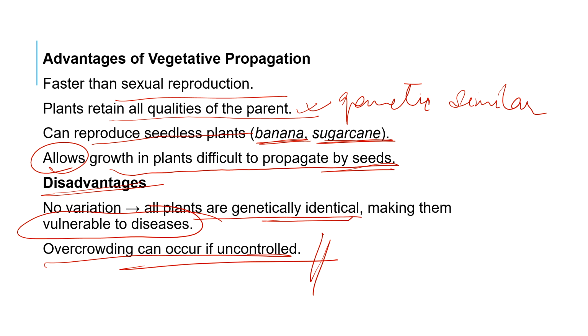So this is all for vegetative propagation in today's episode, and I think I've made it very clear with the two methods, artificial and natural methods of vegetative propagation, with examples and notes.